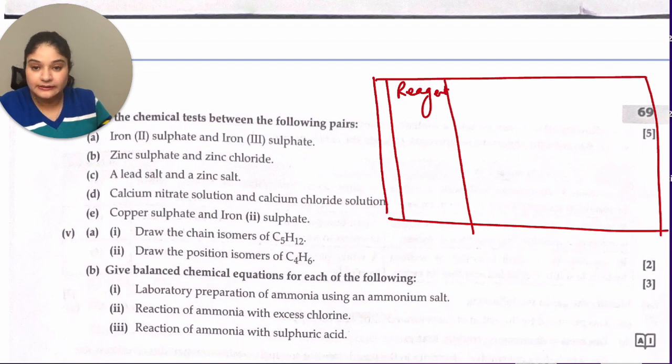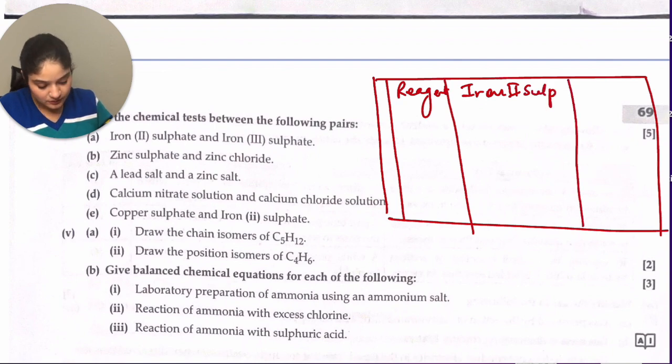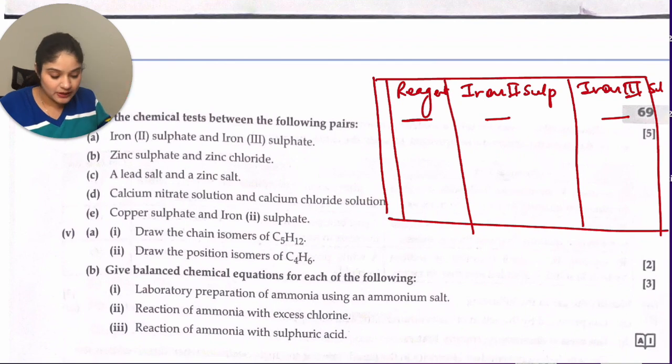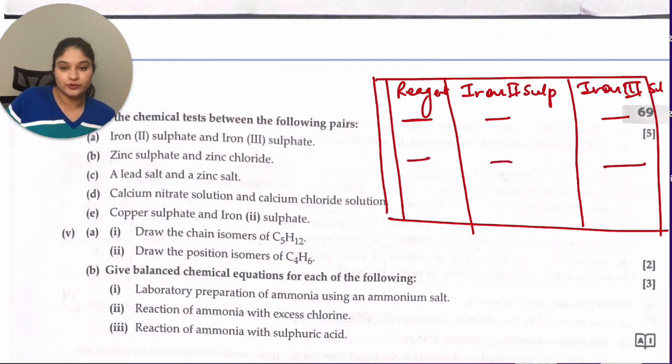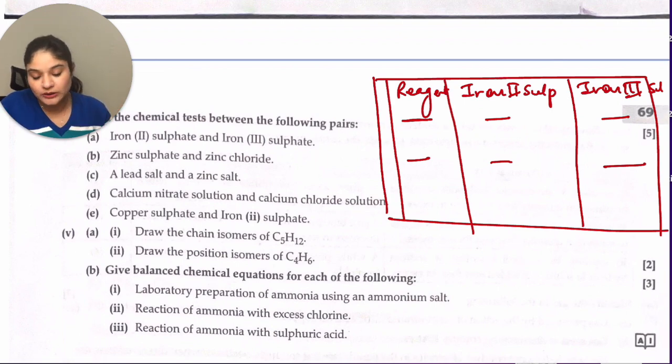Then in the next section you can use the first one, that is given iron 2 sulfate and then iron 3 sulfate. So how you will go about this is, first you write the reagent and then tell the difference. Then for the next one again write the reagent and then tell the difference between the compounds. Okay, so let's start with the first one. So I am using ammonium hydroxide for iron 2 sulfate and iron 3 sulfate.